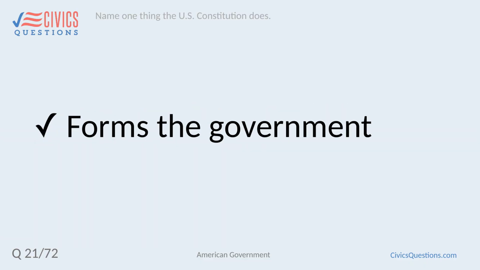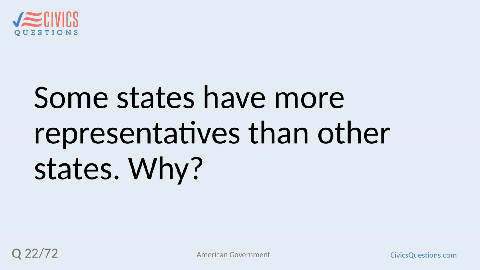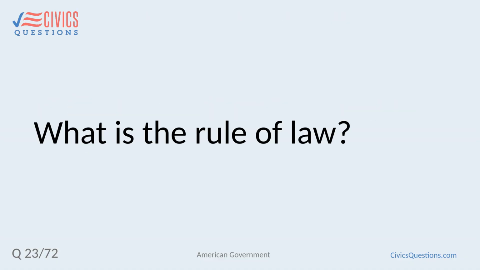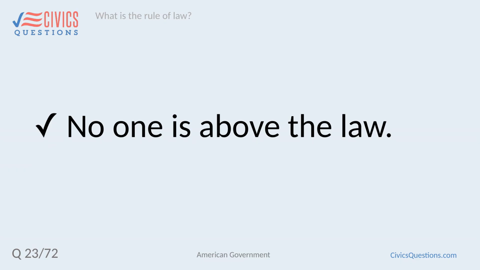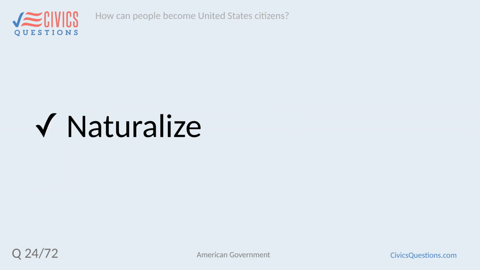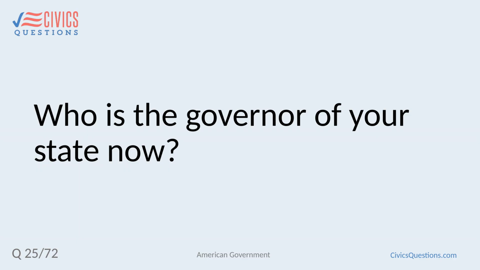Forms the government. Some states have more representatives than other states. Why? Because they have more people. What is the rule of law? No one is above the law. How can people become United States citizens? Naturalize. Who is the governor of your state now?